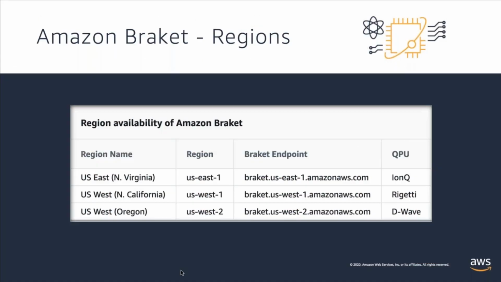One thing I wanted to point out about the different QPUs you can access through Amazon Braket is that they're tied to a particular region in AWS. So for example, the IonQ QPU is located closest to the region US East 1 and therefore accessible through that region. Rigetti is integrated into US West 1. D-Wave is integrated into US West 2.